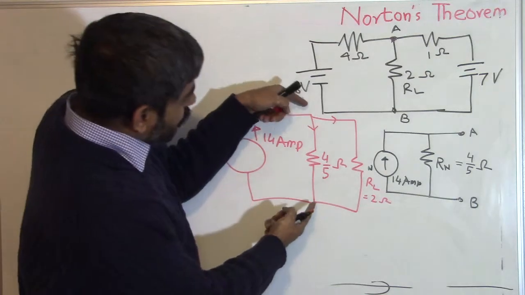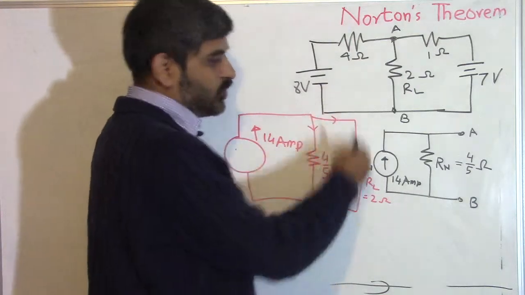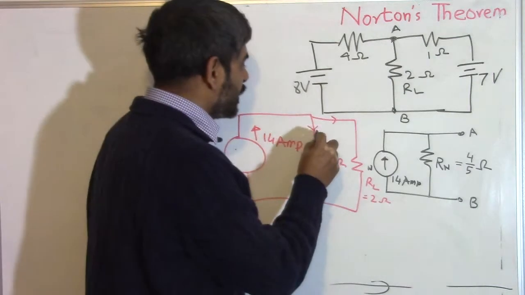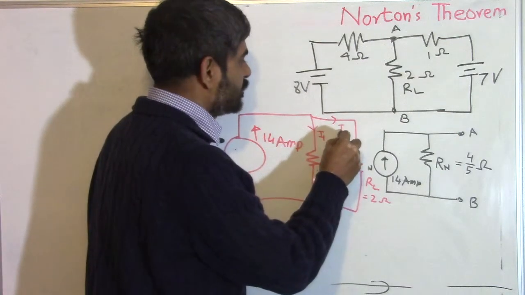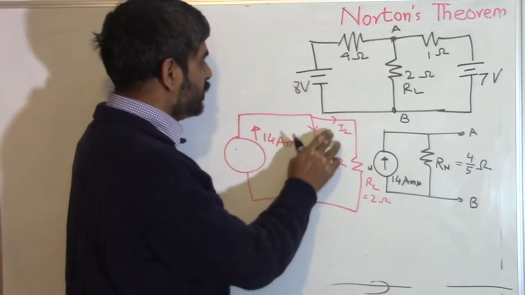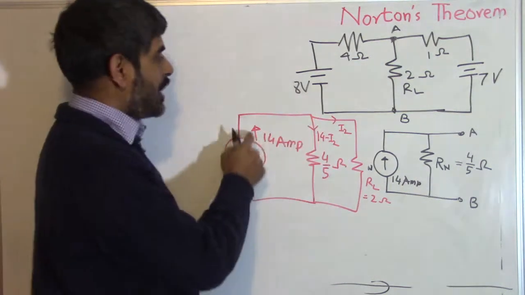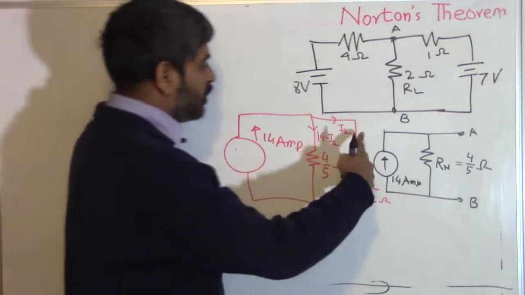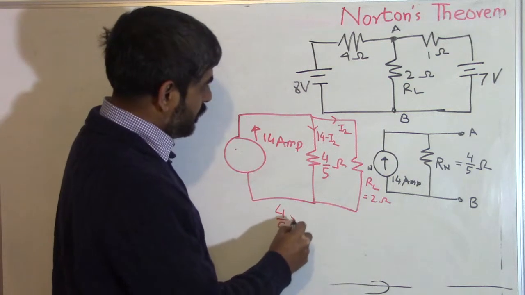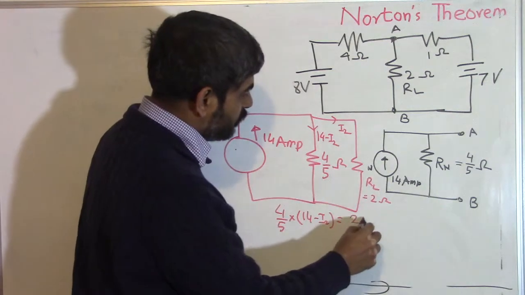The path that has lower resistance will have more current. The path that has higher resistance will have lower current. It's because of the voltage. Let's say the current is I2 here, so this is going to be 14 minus I2 here. And the voltage across this and across this is the same. So we have 4 by 5 into 14 minus I2 is equal to 2 into I2.